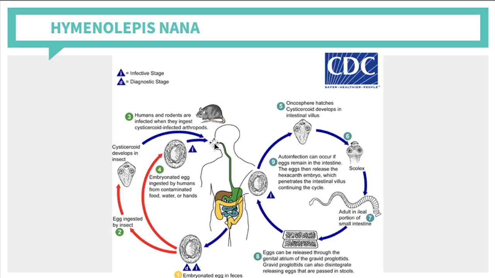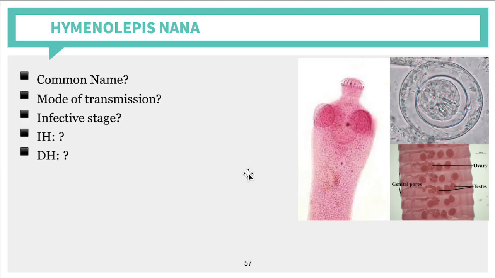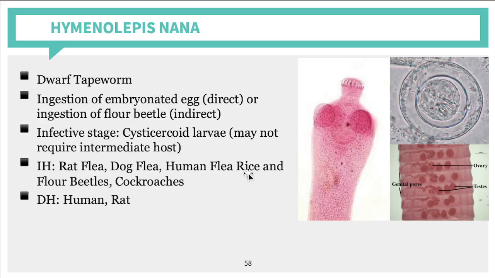So therefore, take note that your Hymenolepis nana may or may not require an intermediate host, because of the fact that there could be auto-infection. Again, auto-infection is very possible in your Hymenolepis nana. This diagram here shows another circle, the auto-infection, because this does not require the presence of an intermediate host. So, what is the common name of this parasite? We call that your dwarf tapeworm.